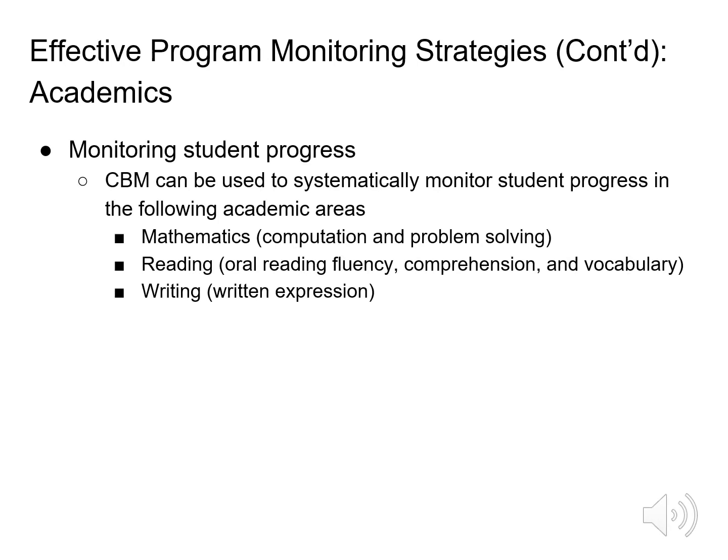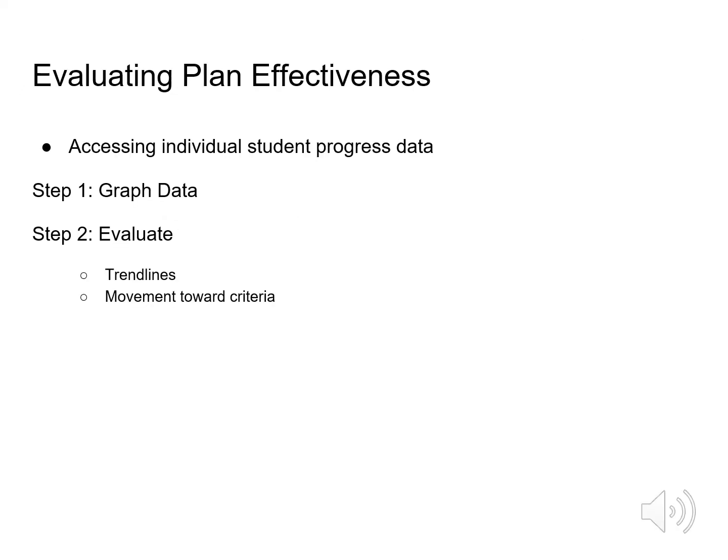In academics, the effectiveness of the intervention can be determined by collecting students' academic progress data. Curriculum-based measurement data are commonly used. Individual students' progress data should be used to evaluate plan effectiveness. When examining individual students' progress data, teachers should focus on the trend of the data and the rate with which the student's performance improves and moves toward the pre-established criteria.